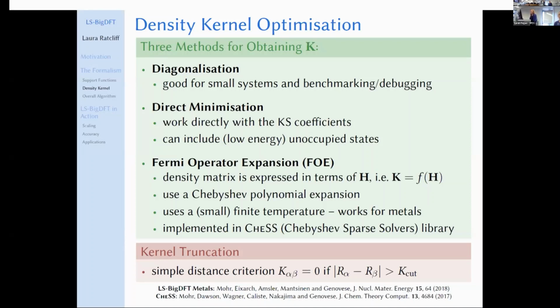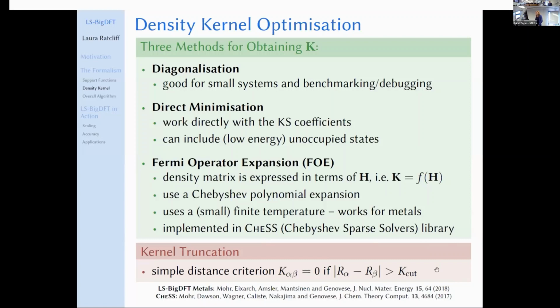And then our third method, which is the main linear scaling approach: if you want to look at a system with 20,000 atoms, you're going to use this. This is the Fermi operator expansion method. The important point here is that it is linear scaling, and it can also work for metals, which are quite difficult to do with linear scaling approaches. You just have to impose a small finite temperature.